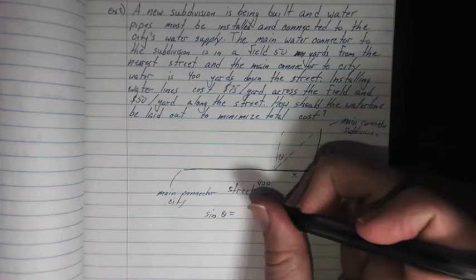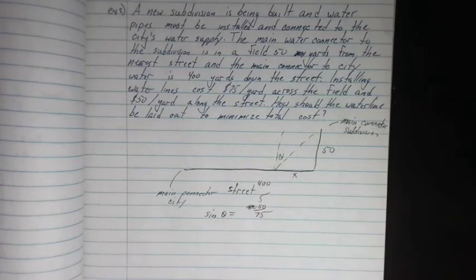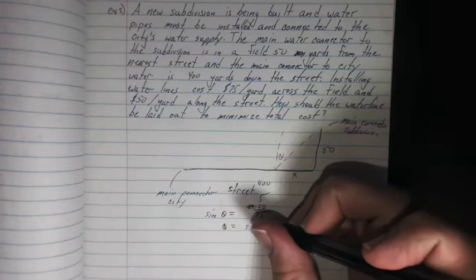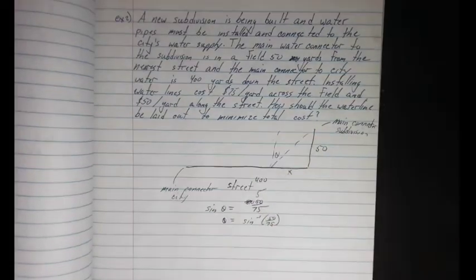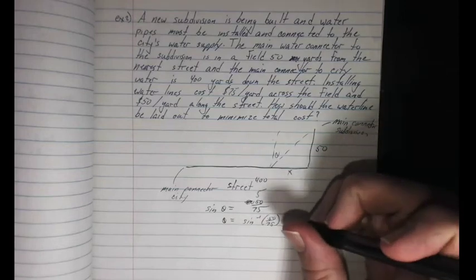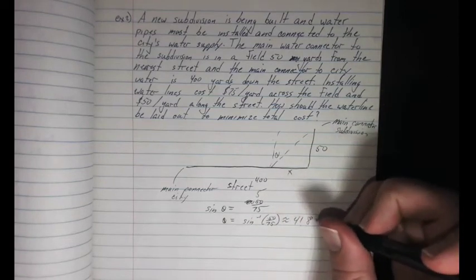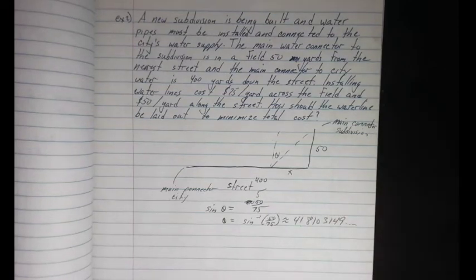So it has to be 50 over 75, because it's always going to be our smallest over our largest. That means that theta is equal to inverse sine of 50 over 75. And it turns out that's going to be about equal to 41.810314.9 and so on degrees. Make sure you're in degree mode for this, or else you're going to get radians. It's going to be really annoying.